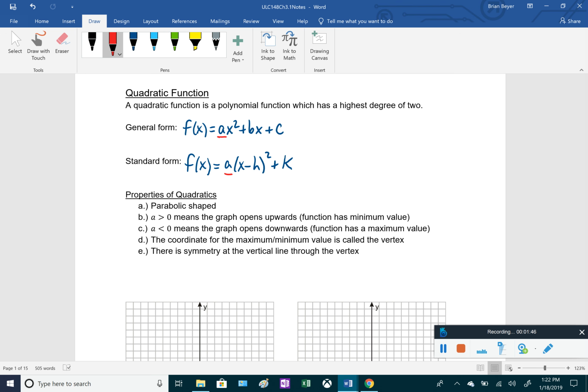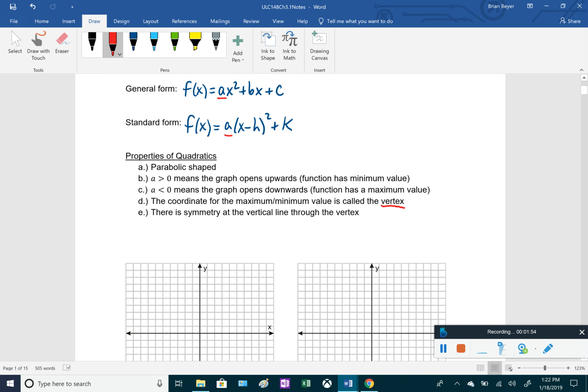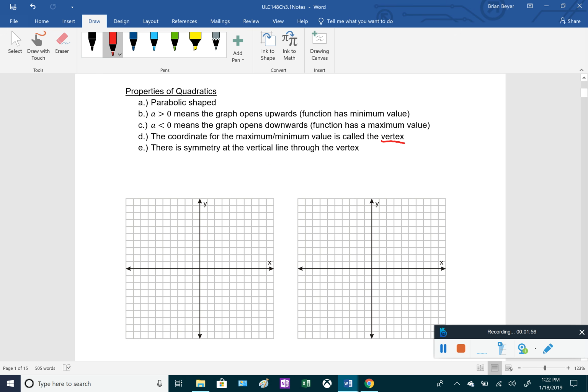And that coordinate, that turning point, is called the vertex. So vertex. And there's going to be symmetry at the vertical line through the vertex. So it's going to be x equals whatever the x coordinate of the vertex is. That's going to be your symmetry. So let's see some examples here just to see what these look like.